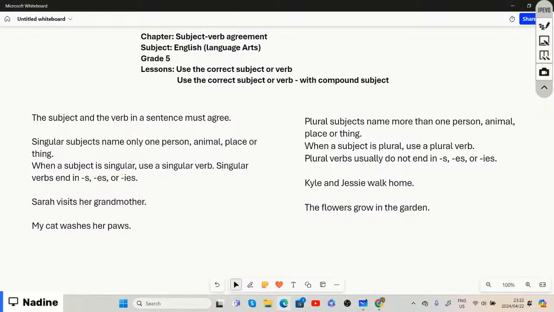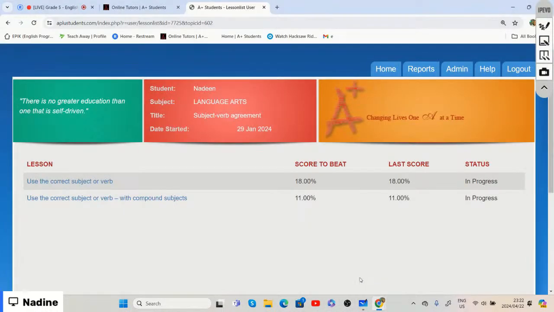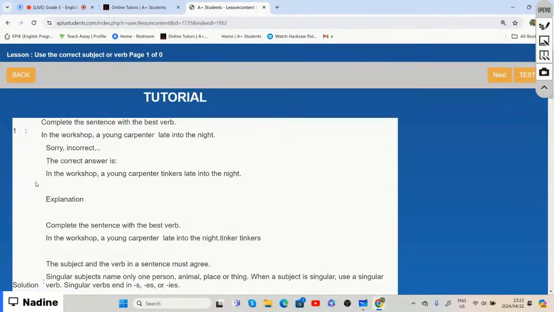All right. So now we're going to aplusstudents.ca. We said our chapter is subject verb agreement, so we're going to the first lesson that says use the correct subject or verb.